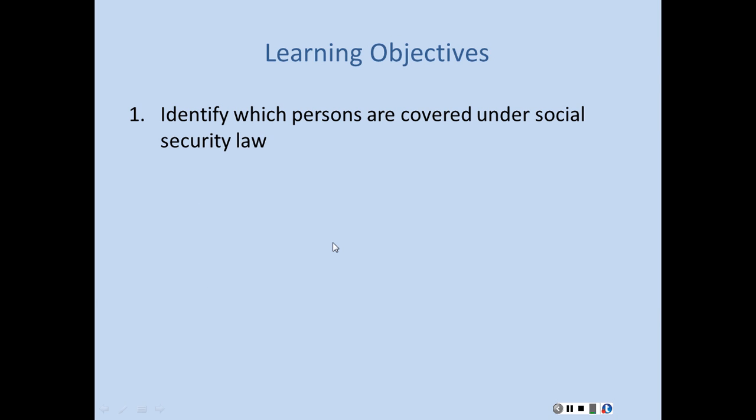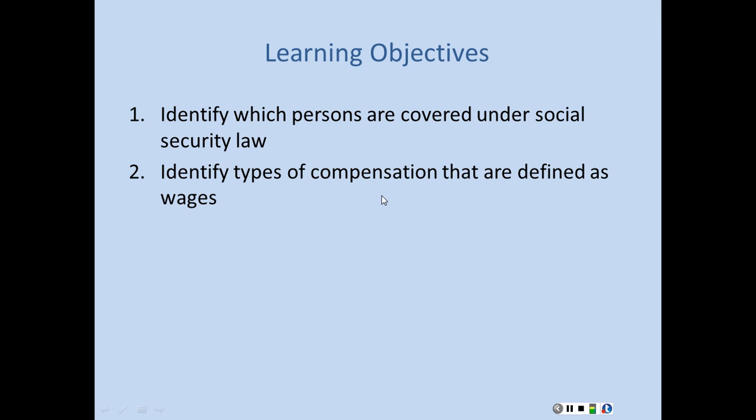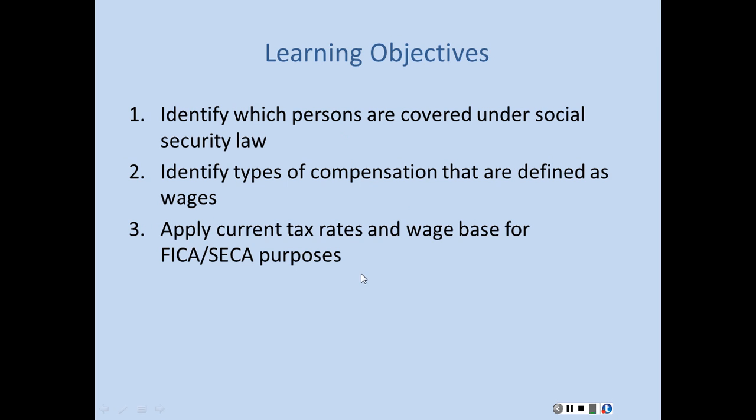What we are going to learn as we talk about it is that those options already exist for certain persons in the U.S. that are exempt from Social Security. We'll talk about that a little bit. We're also in this chapter going to identify the types of compensation that are defined as wages and therefore would become subject to Social Security. We're going to apply the current tax rates and do the calculations.